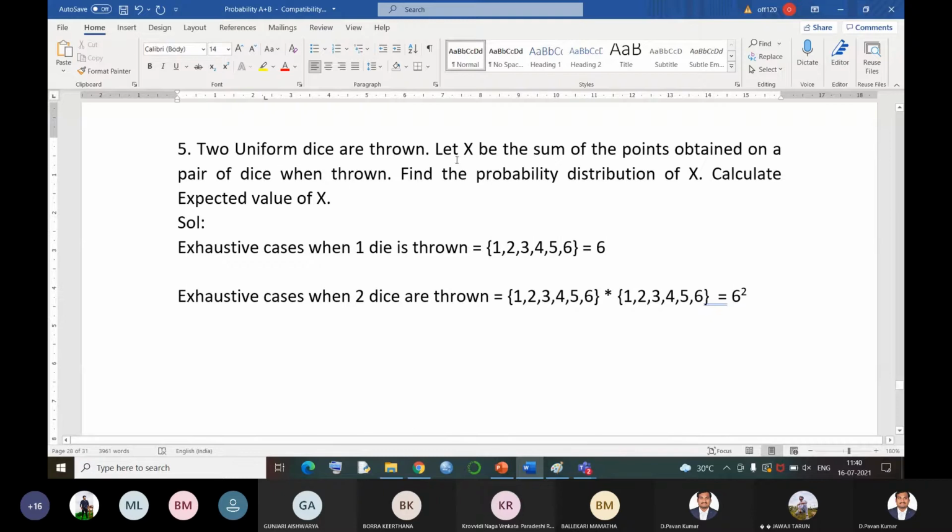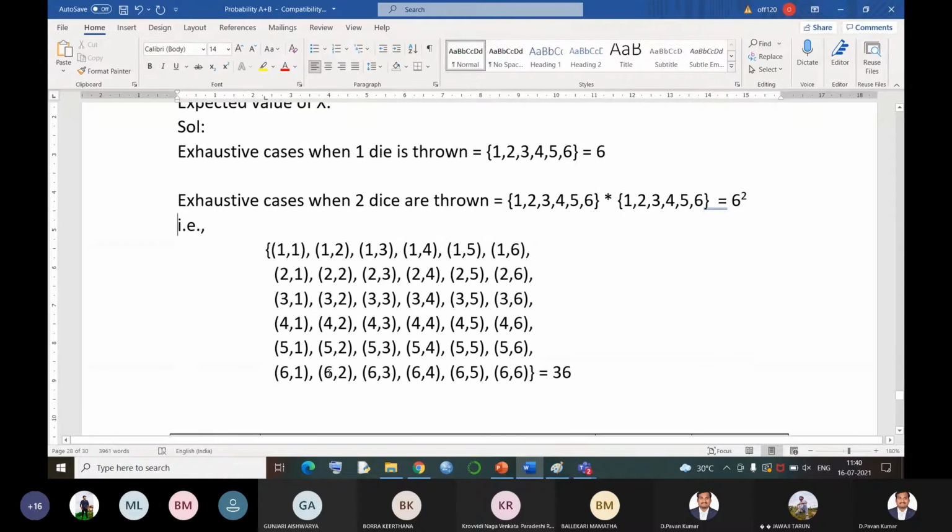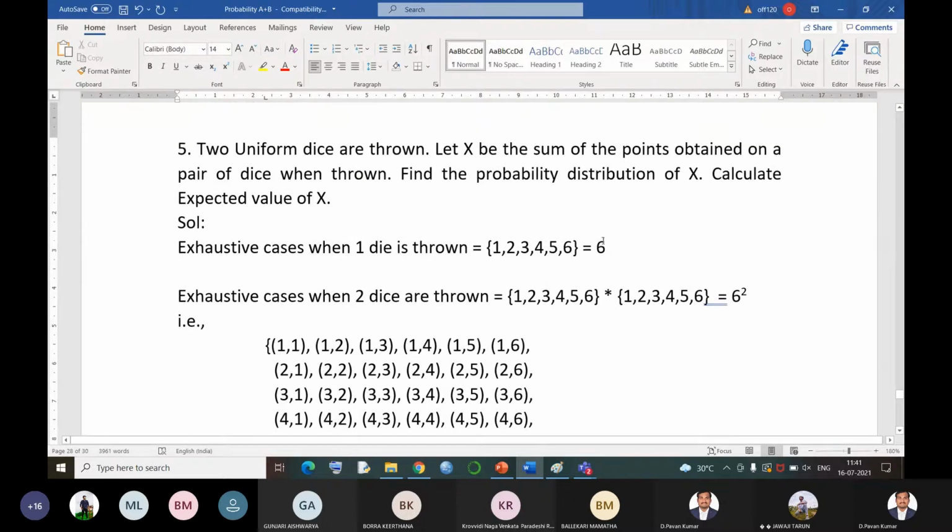Now, what are they asking us to find out here? Let us see the outcomes of this problem. When two dice are rolled, we might get the faces 1,1 or 1,2, 1,3, 1,4, 1,5, 1,6, up to the last one, 6,6. So the total number of exhaustive events, all these combinations, is equal to 36. That is why it is called 6 square. Now, what is the other information given to us?